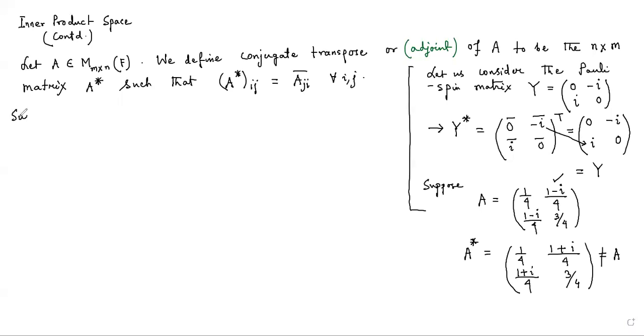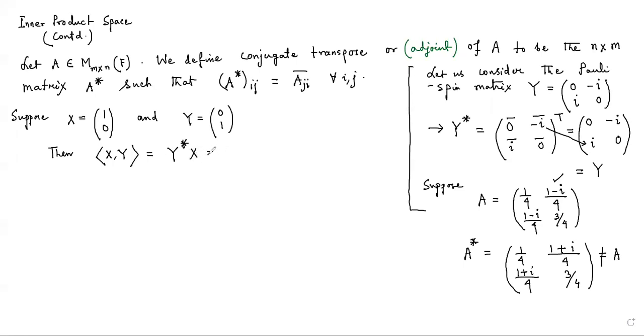Suppose we consider a matrix of the form 1, 0, and another matrix we consider, which is Y equal to 0, 1. Then we can define the inner product between X and Y as follows. This sort of inner product that I'm going to define is in the following manner. It is the adjoint of the Y matrix multiplied by the matrix X from the right hand side. Now the adjoint of the Y matrix will be the row matrix 0, 1, and the X matrix is 1, 0, and the outcome is 0, which is a number. The inner product is a number, a scalar quantity.